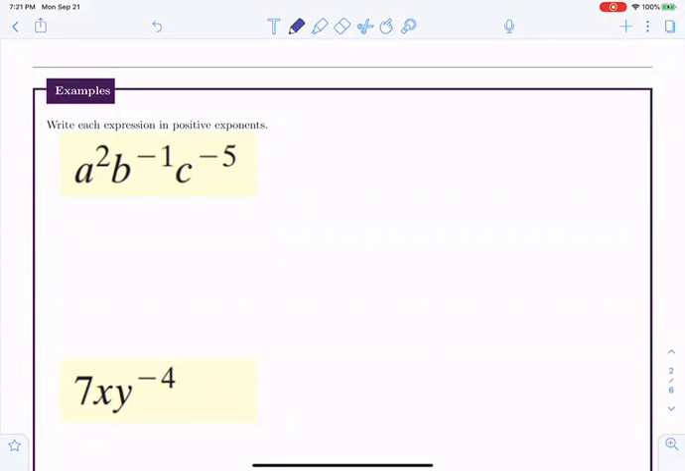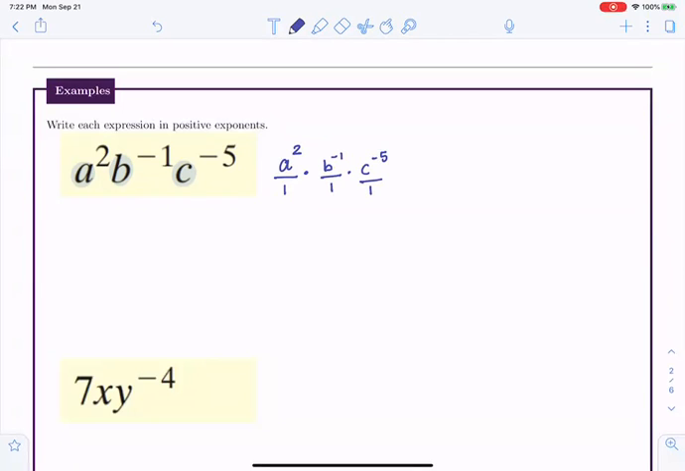So we have to write each expression here in terms of positive exponents. First thing to realize is there are 3 different bases. We have A, B, and C. A squared, or the base A, has a positive exponent. So we have A squared divided by 1, B raised negative 1 divided by 1, C raised negative 5 divided by 1.